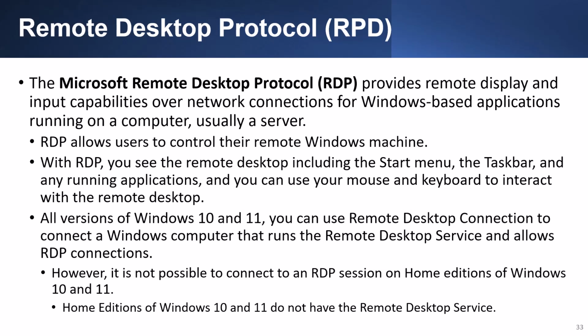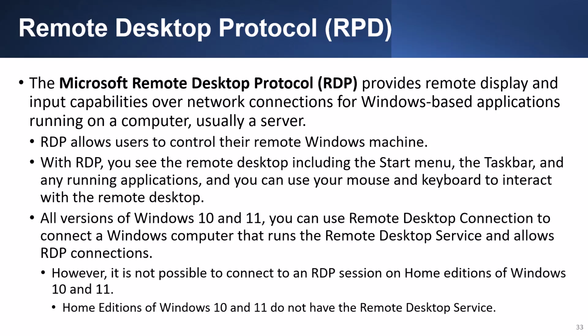The Microsoft Remote Desktop Protocol, or RDP, provides remote display and input capabilities over the network connections for Windows-based applications running on a computer, usually a server. RDP allows users to control their remote Windows machines. With RDP, you see the remote desktop, including the start menu, the taskbar, and any running applications, and you can use your mouse and keyboard to interact with the remote desktop.